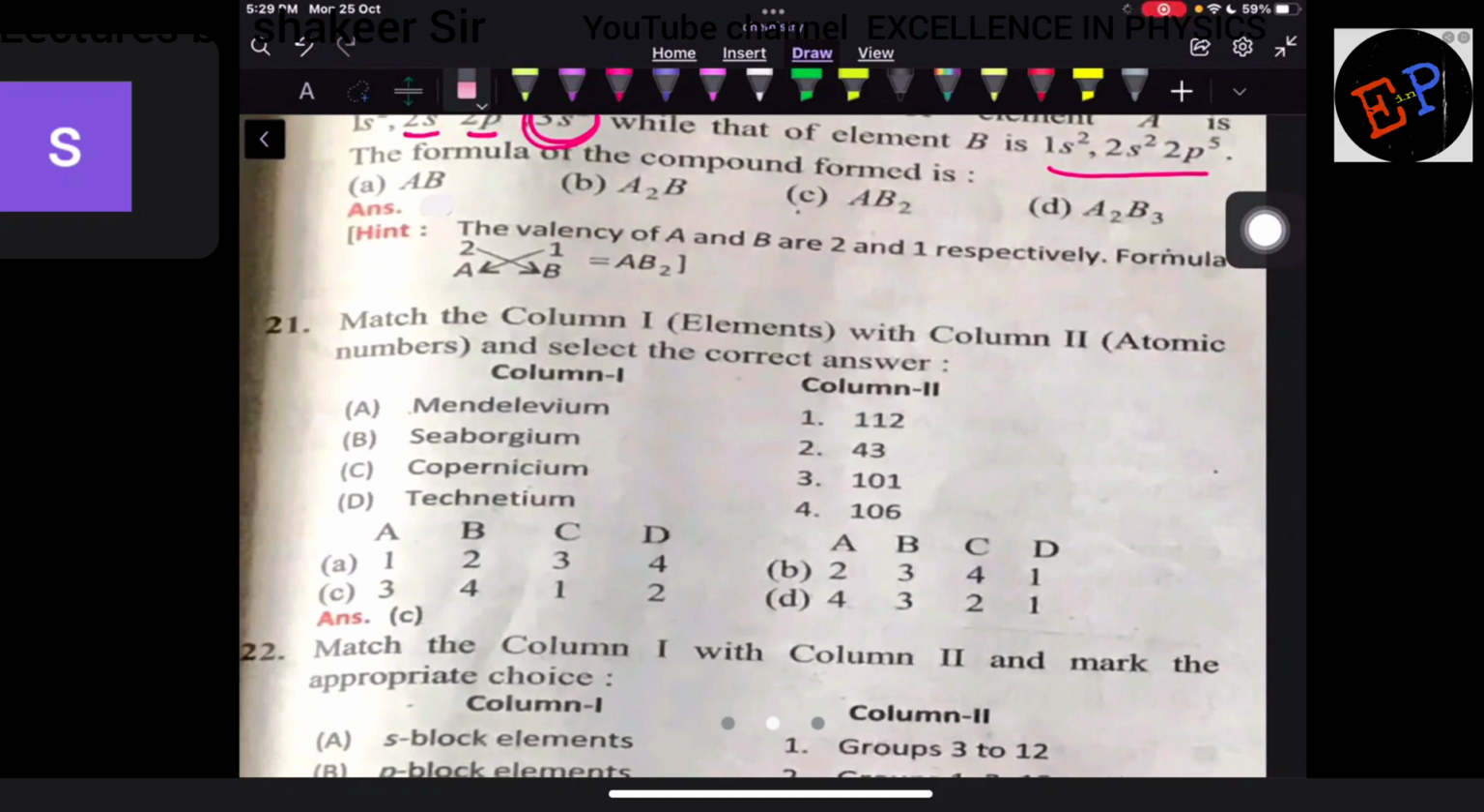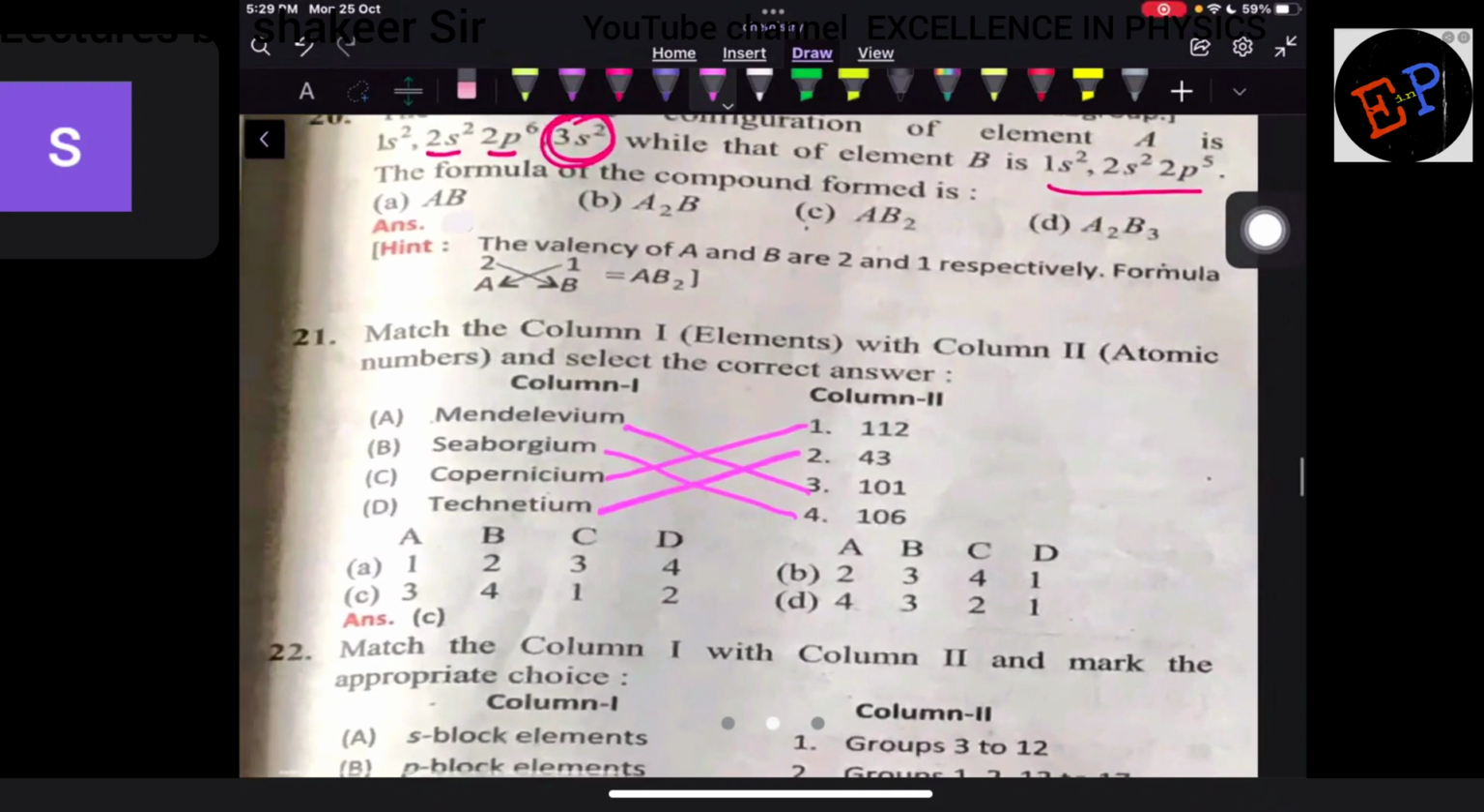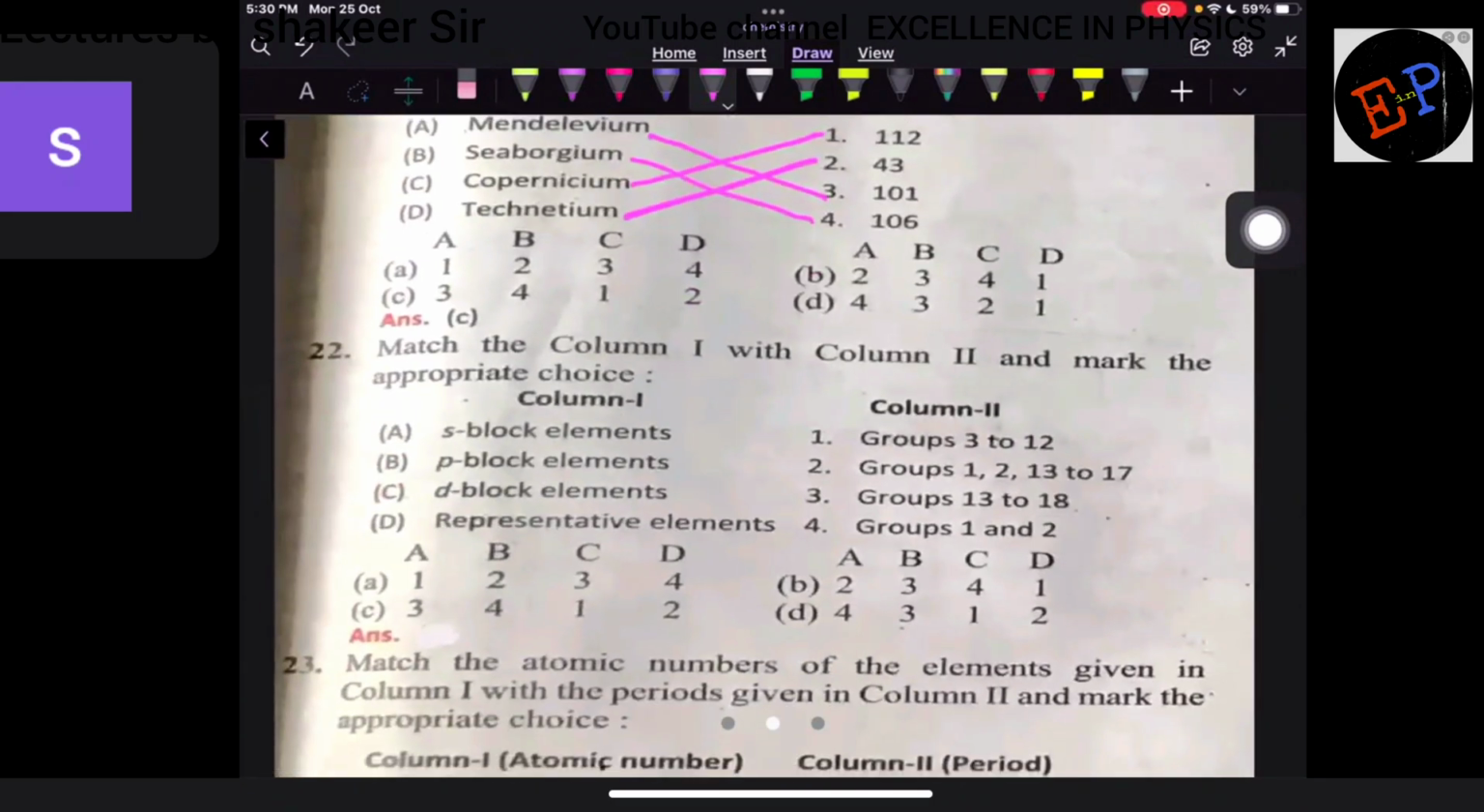So what is 3412? A belongs to 3. Mendelevium is 101. And B, Seaborgium, B is 4, 106. Copernicium, C is 1, 112. Technetium should be belonging to 43. Okay. So there is no option other than learning by heart to answer this type of question. Clear? That's it. Next, let us see the next question.